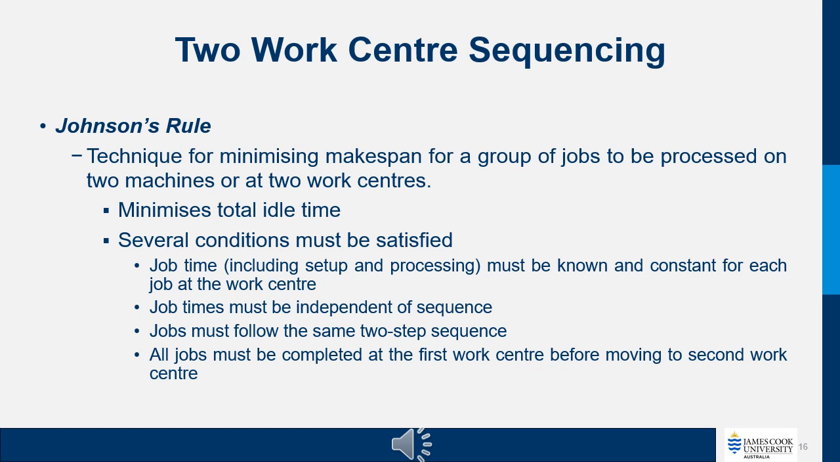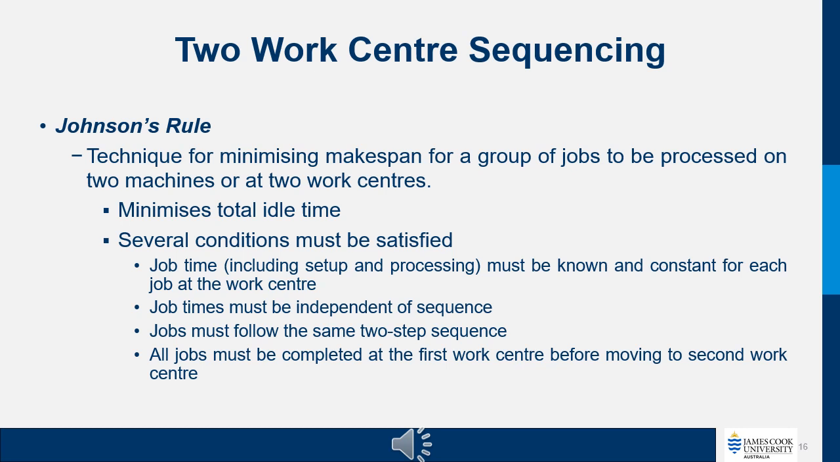Two work center sequencing refers to the process of determining the optimal order in which jobs should be processed across two work centers or machines. Johnson's rule is a technique commonly used in this context to minimize the makespan and total idle time. Johnson's rule aims to find the optimal sequence of jobs, minimizing the time required to complete all the jobs.